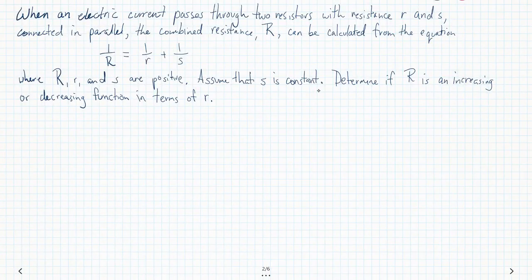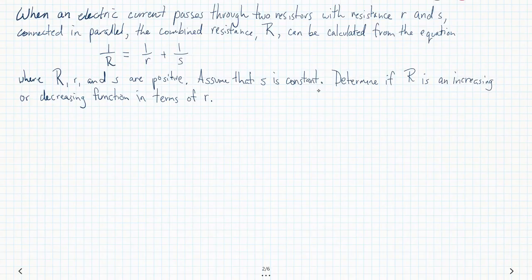So our next one that we're going to take a look at is this one with electric current. If you have an electric current passing through two resistors with resistance little r and little s, and let's assume they're connected in parallel, the combined resistance, where we'll use a capital R, can be calculated from this equation: 1 over capital R equals 1 over little r plus 1 over s. Okay? So capital R, lowercase r, and s are all positive values, so we aren't dealing with anything negative there.